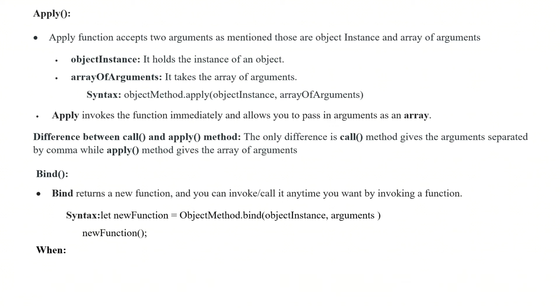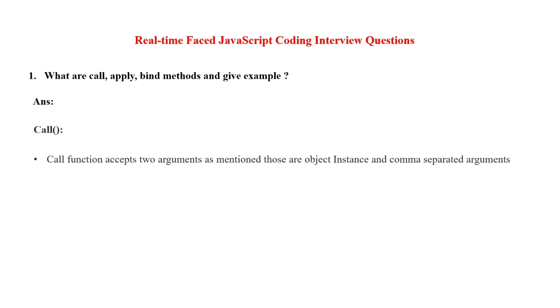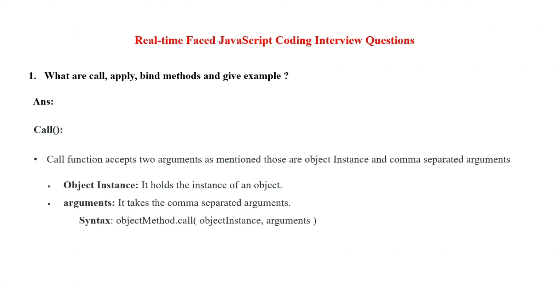Yeah, let's take a quick revision here. When the interviewer asks, you can answer like this: the call function accepts two arguments, as I mentioned. Those are the object instance and comma separated arguments. The object instance holds the instance of the object, and the argument takes the comma separated arguments. And call invokes the function immediately and allows you to pass the arguments one by one.